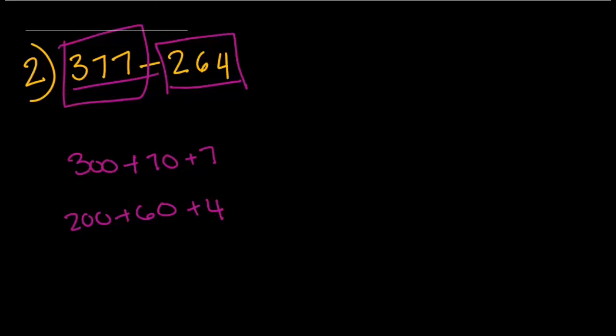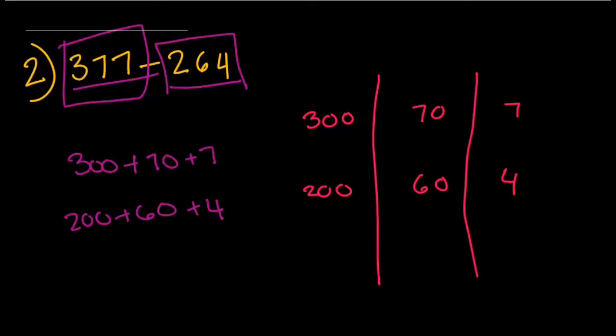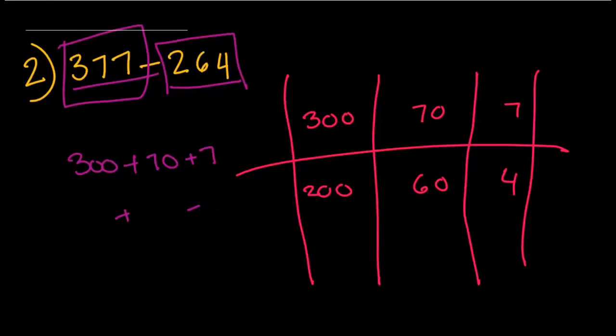So we have 300, let me get another color. Okay, we have 70 and 7. Now we have 60 and 4. Now we're gonna make the lines. Sorry guys, I can't make the straightest lines ever. Not perfect, no one's perfect, I'm trying though. So I'm just gonna erase all this.